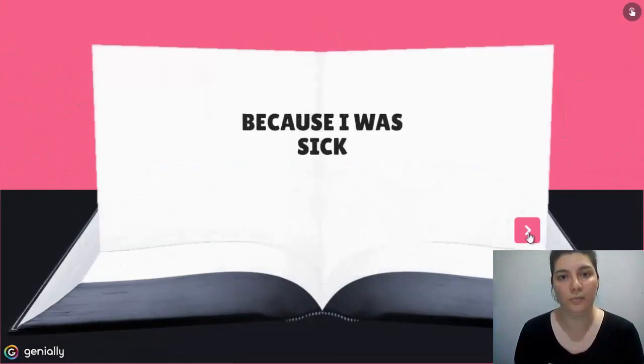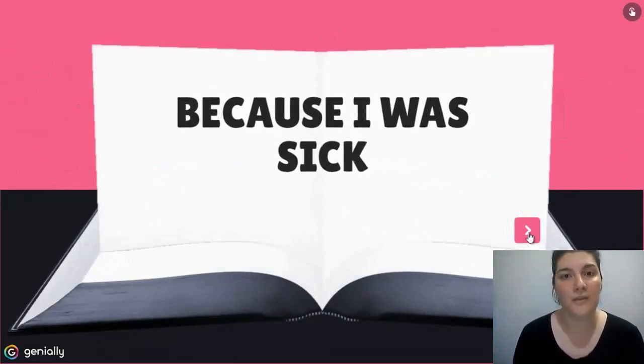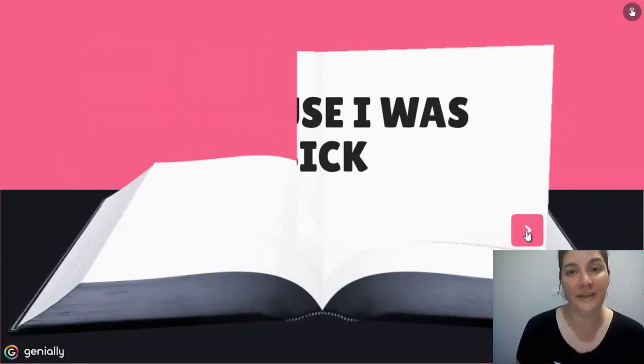Let's see an example. Because I was sick is not complete in meaning. It needs further information in order to be understood. What happened because I was sick? We need some more information. But if we add an independent clause to this dependent clause, then the dependent clause can be functional, as in the following example.